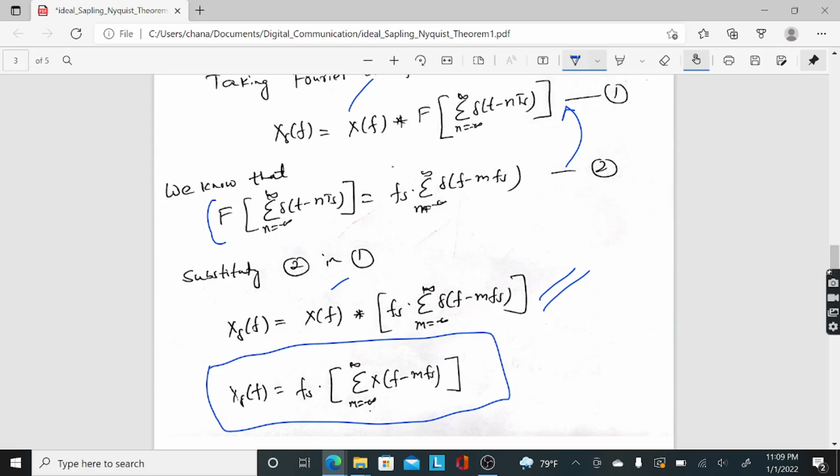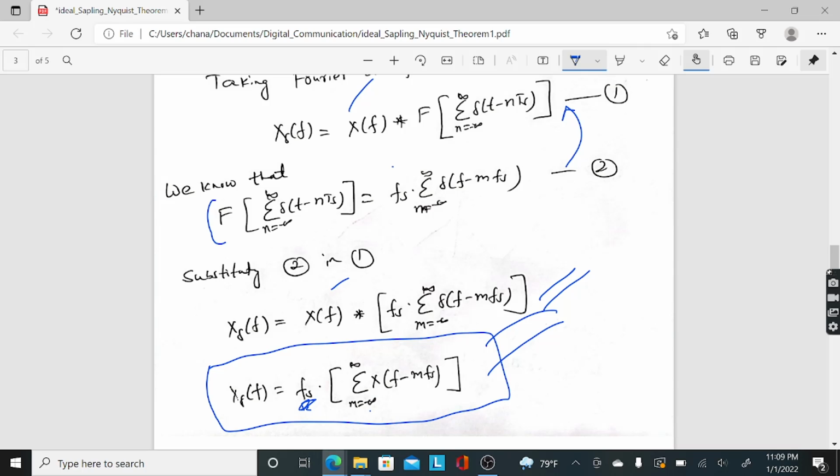So let me just try to plot, in the frequency domain, the output of an ideal sampler. Of course fs here is my sampling frequency. So I will take different assumptions of sampling frequency here.